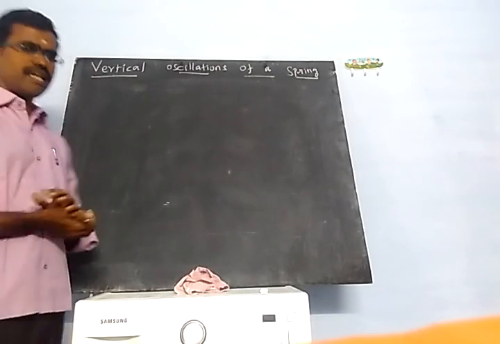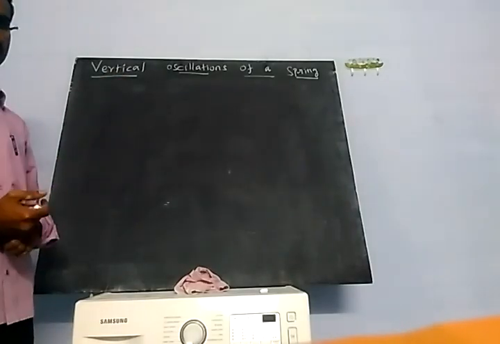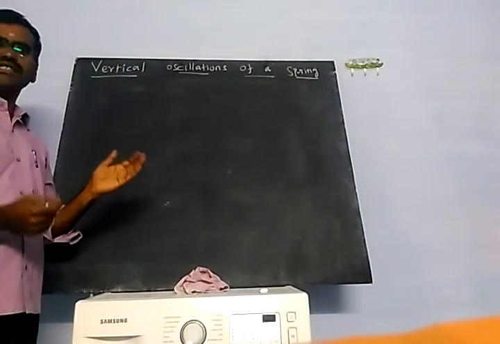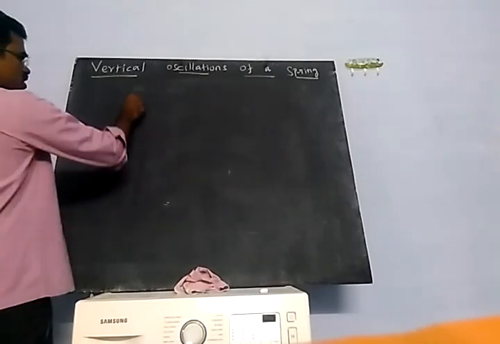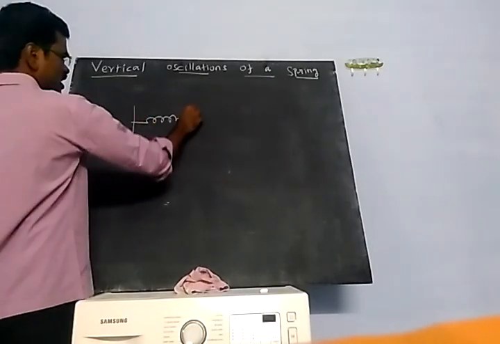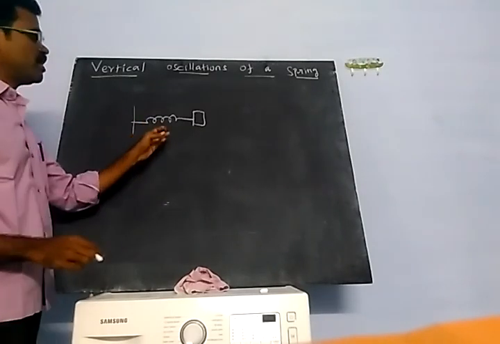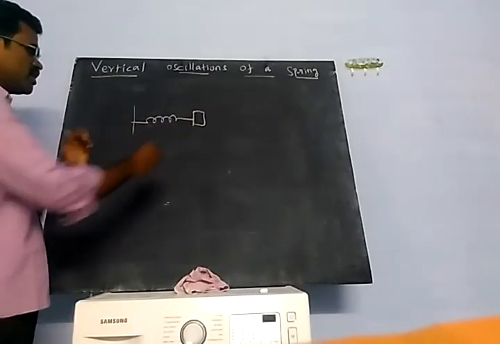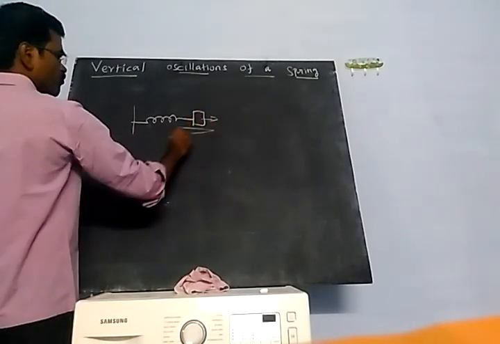Hello students, next we are going to discuss the vertical oscillations of a spring. In the previous class we discussed horizontal oscillations of a spring. That spring is placed horizontally and attached to one mass. When you apply a small disturbance, it will move back and forth.